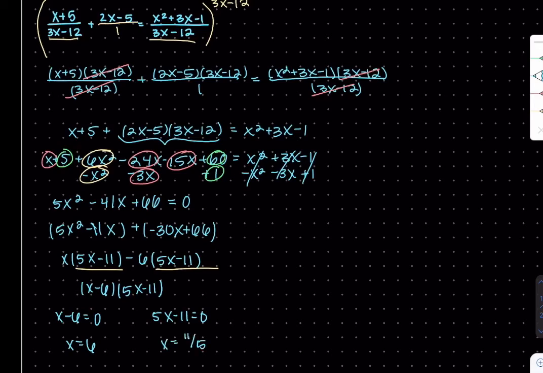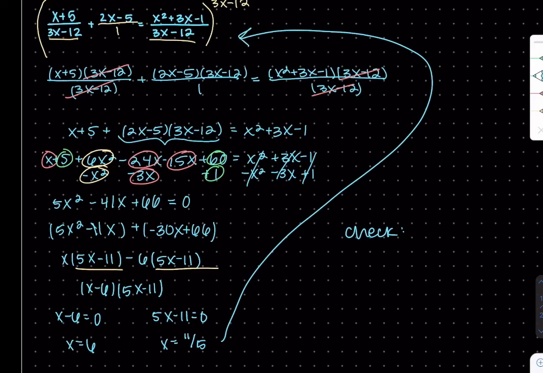So now we have to check our answers. And remember, when we're checking, we're bringing them all the way up to this over here. So when I plug them in, I'd recommend just putting them in your calculator. You're going to get some wacky numbers.